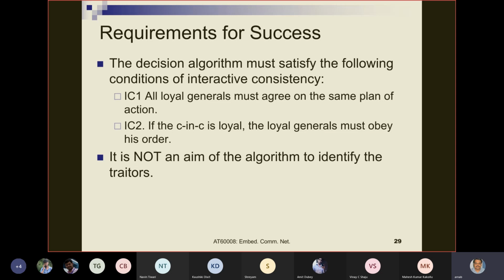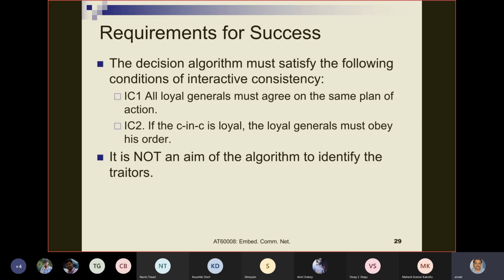So we should go ahead understanding that this is the action we have to take. And the second is that if the commander-in-chief is loyal, that means the sensor is functioning correctly, then the loyal generals or the loyal lieutenants must obey the order that he has actually passed. It is not sufficient that the correctly functioning controllers decide on the same output. They will have to decide on the same plan of action, but that plan of action has to be the one that has been given by the commander-in-chief. And the aim of the algorithm is not to identify the traitors.